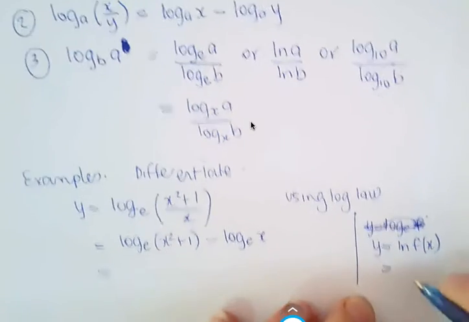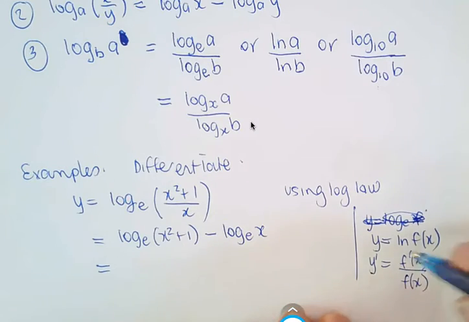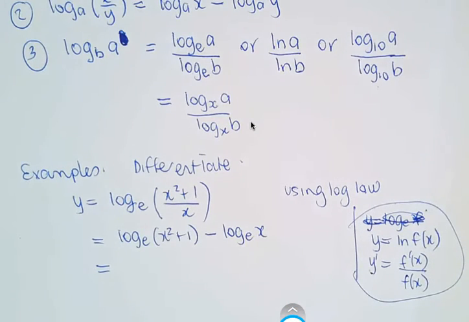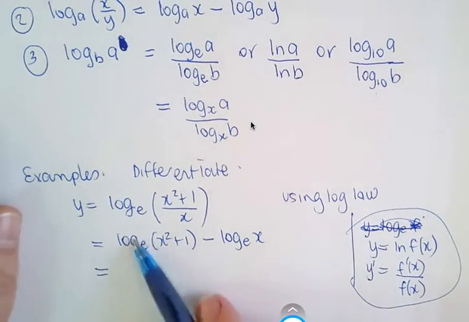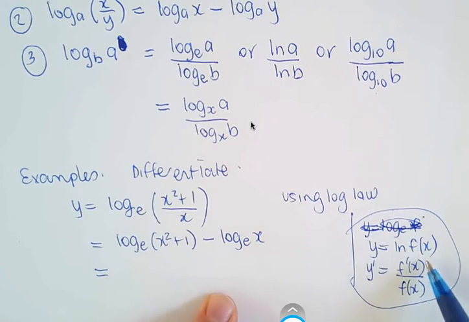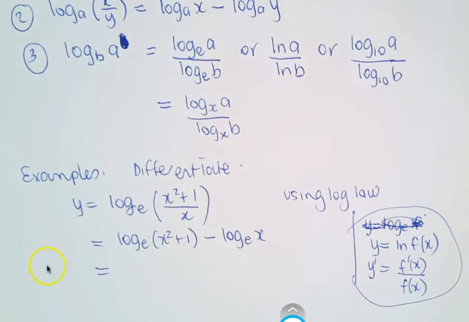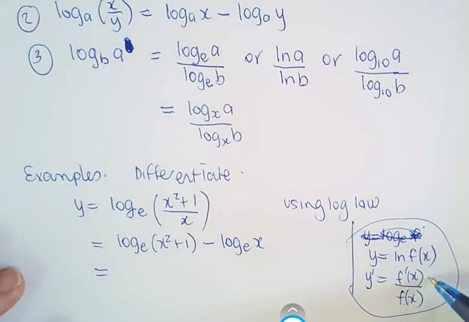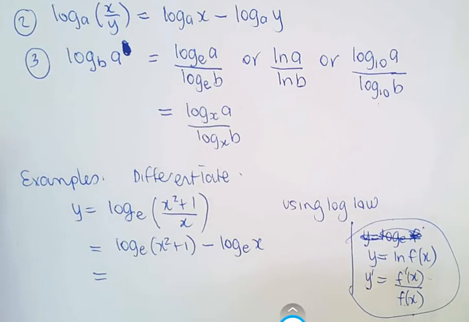Anyone know the rule? Y dash is 1 over the function of x times the derivative, and this is on your formula sheet. If y is ln function of x, y dash is f dashed x on fx. So off you go. That's the same as this, ln is log to the base e. So how do you do the derivative? Well, you can do 1 over the function times the derivative, or the derivative over the function. It's the same thing. So we want to do the derivative over the function.